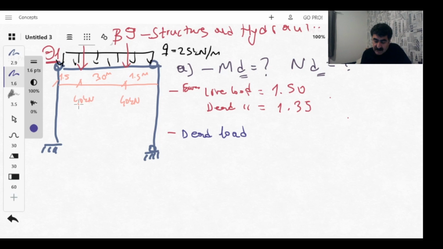So what kind of dead load do we have? We have self weight. So what kind of self weight will affect the beam? This is the weight of the beam. So dead load, we have beam weight.